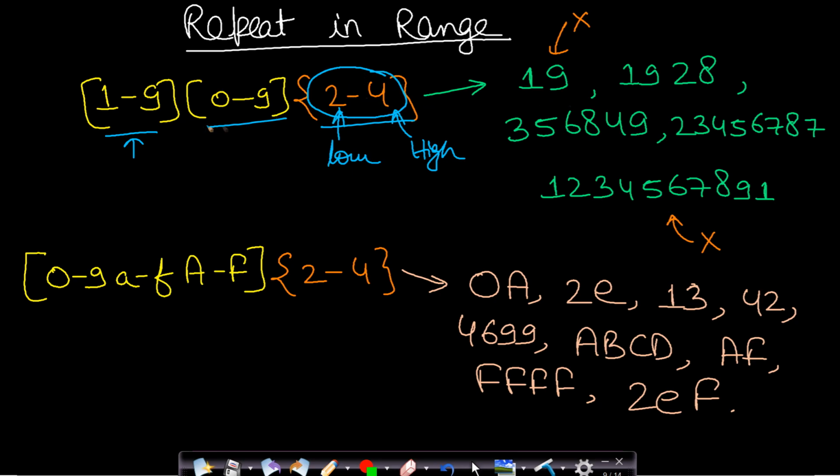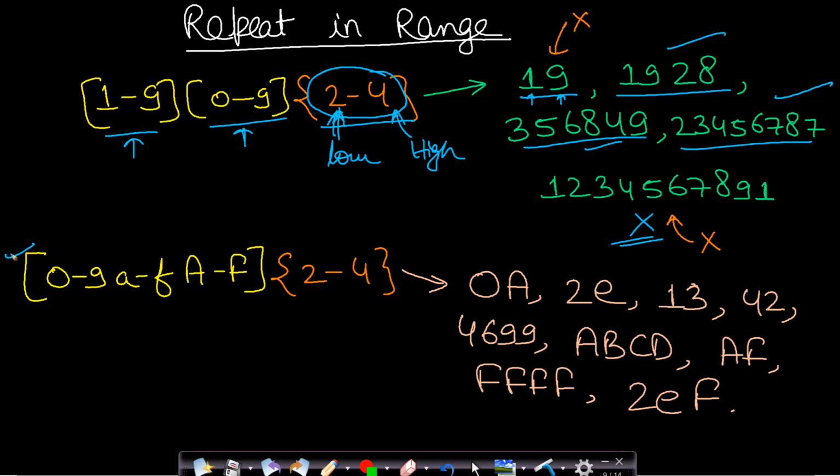So in this case, if you have this 2-digit number and if you write 1 9, then even though 1 and 9 both are in the range as mentioned here, it is repeated only 1 time. So this will not be valid because the low range is at least 2, it should be repeated at least 2 times. So this is valid. This is repeated 2 times. This is repeated 3 times, valid. This is repeated 4 times, valid. But this is repeated 5 times. So this is invalid.